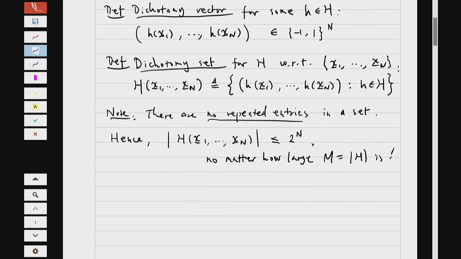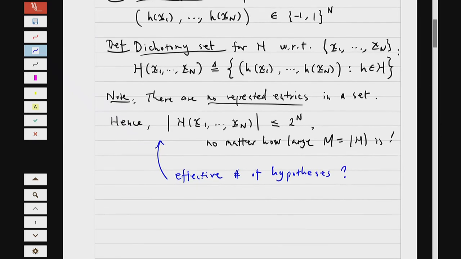So therefore, one might be saying, well, yeah, then we could use this one as an effective number of hypotheses, right? Based on our objective to begin with. Even though they are different hypotheses, they may be doing the same thing anyways. But there's a question mark here. Is this the right thing to do?